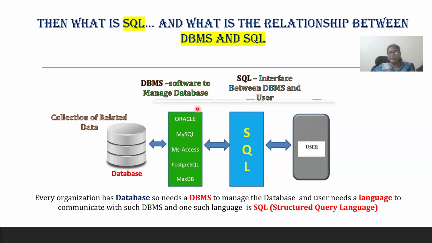So only with the help of software we can't do anything. Software with a language, we can achieve database management. I hope you all understood the difference between DBMS and SQL. DBMS is the software which is mainly used to manage the database. SQL is the language through which we can communicate with that particular software.